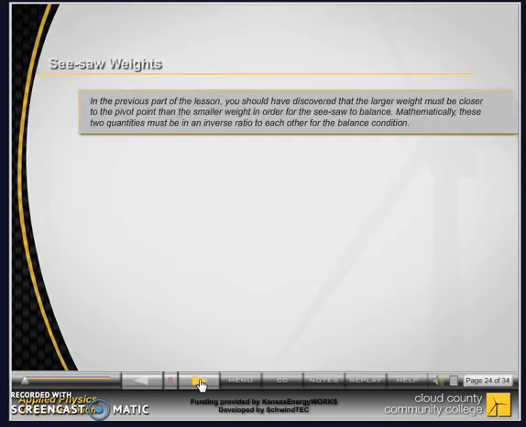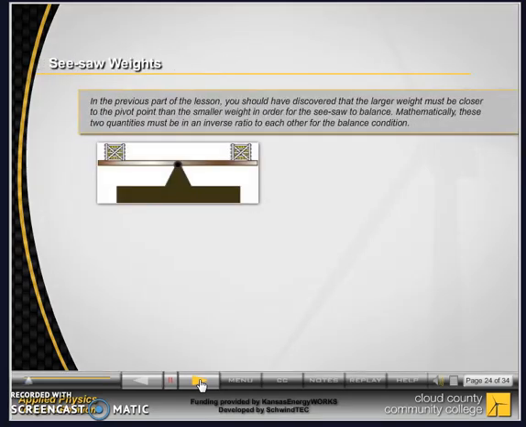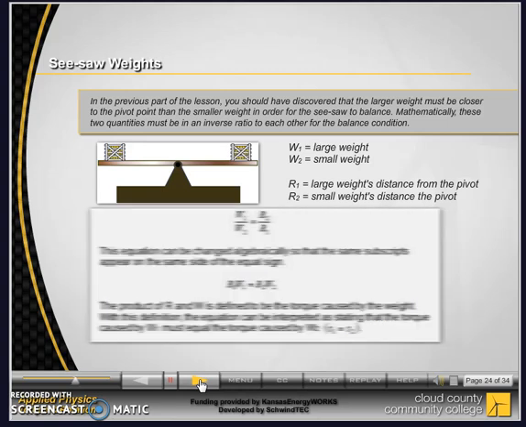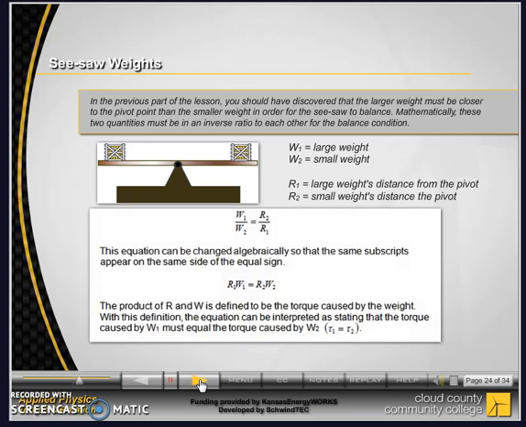In the previous part of the lesson, you should have discovered that the larger weight must be closer to the pivot point than the smaller weight in order for the seesaw to balance. Mathematically, these two quantities must be in an inverse ratio to each other for the balance condition. Let W sub 1 be the large weight and W sub 2 be the small weight, while R sub 1 is the large weight's distance from the pivot, and R sub 2 is the small weight's distance from the pivot. This mathematical relationship is then expressed like this.